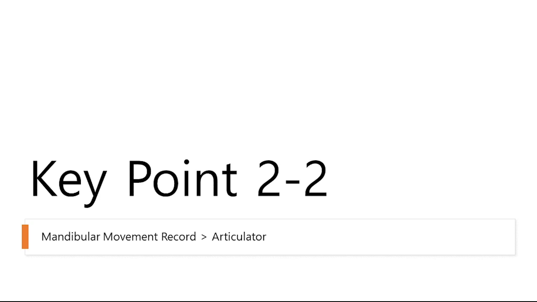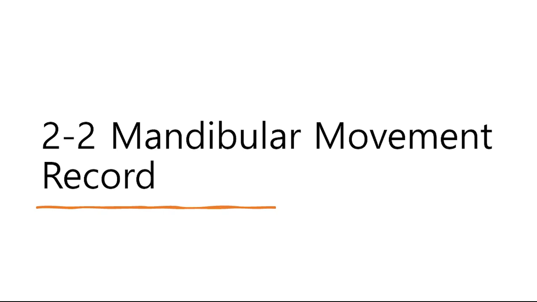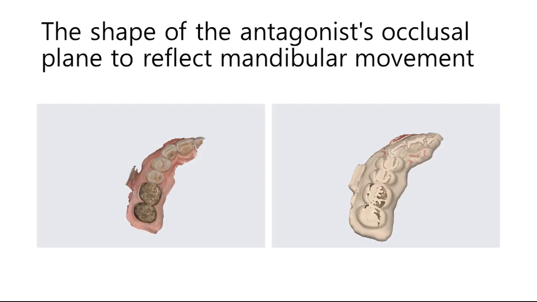Conclusion number 2. Using mandibular movement recordings to create a crown is more meaningful than using an articulator. Second, let's look at the value of the mandibular movement record. The occlusal plane of the antagonist, reflecting mandibular movement, would look like this.